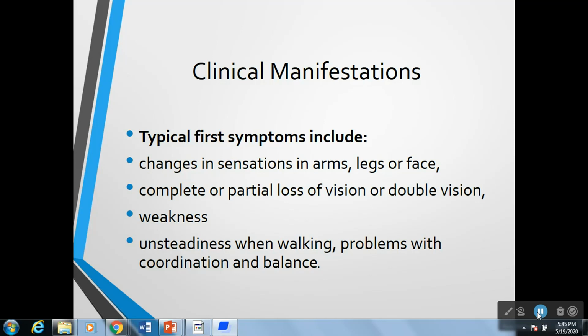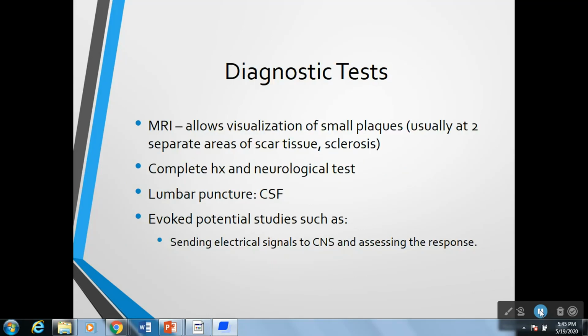There's lots of different stages, which I'm not going to get into in this lecture, but a patient can have lots of exacerbations, relapses. So the disease itself is kind of tricky at times. For diagnostic tests, of course, they're going to do an MRI, and that allows a lot of visualization of the small plaques. It's usually about 2 separate areas of scar tissue, and that's why it's called sclerosis.